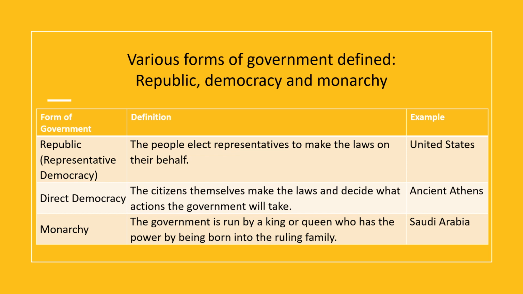In a monarchy, the government is run by a king or queen who has the power by being born into the ruling family. This approach to governing is practiced in Saudi Arabia. This means that persons outside the ruling family, no matter how much knowledge that they have or interest that they have in ruling, are going to be unable to rule because they were not born into that family. Similarly, if a member of the ruling family may not be doing a good job or may not be interested in having that job, it doesn't mean that they're not entitled to the job because they were born into that ruling family.